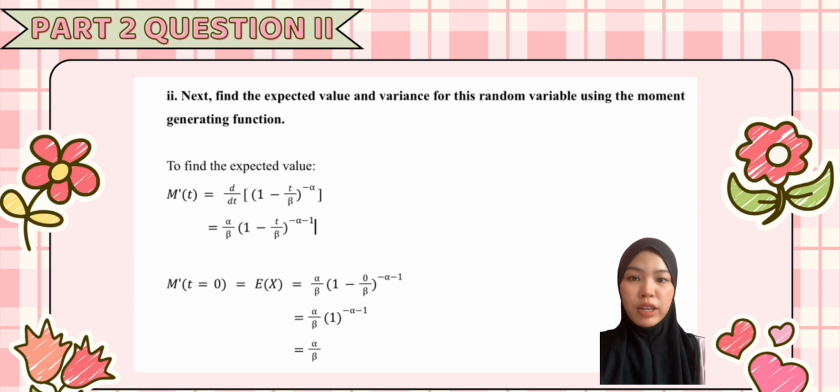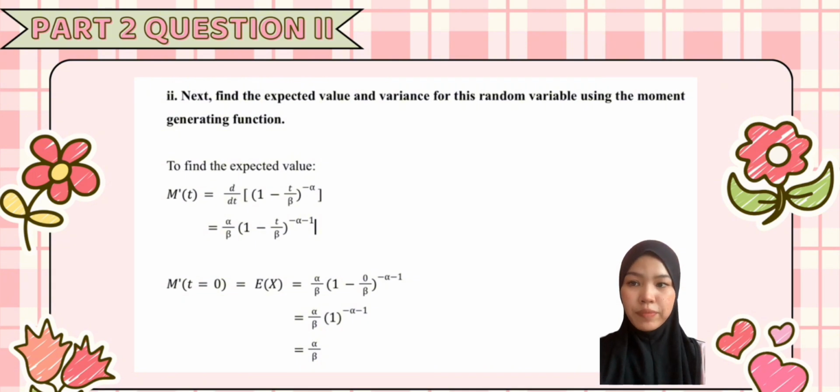Next, find the expected value and variance for this random variable using the moment generating function. To find the expected value, we must differentiate the moment generating function with the first derivative. So here, after I differentiate, I got alpha over beta, open bracket, 1 minus t over beta, close bracket, to the power of negative alpha minus 1. And then to get the expected value, we must substitute the value of t with 0.